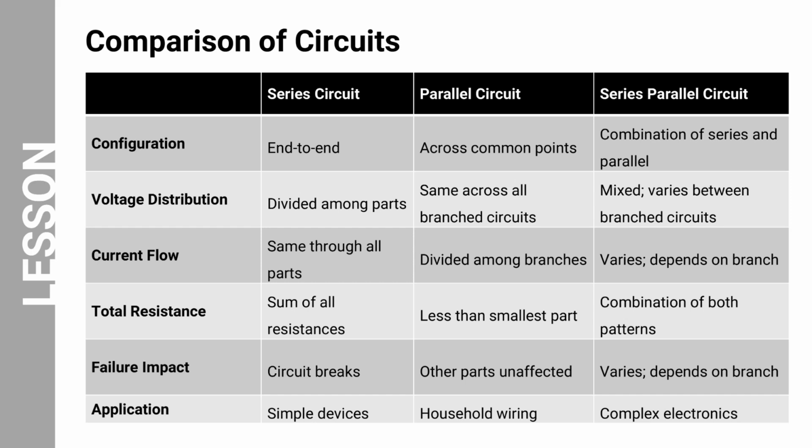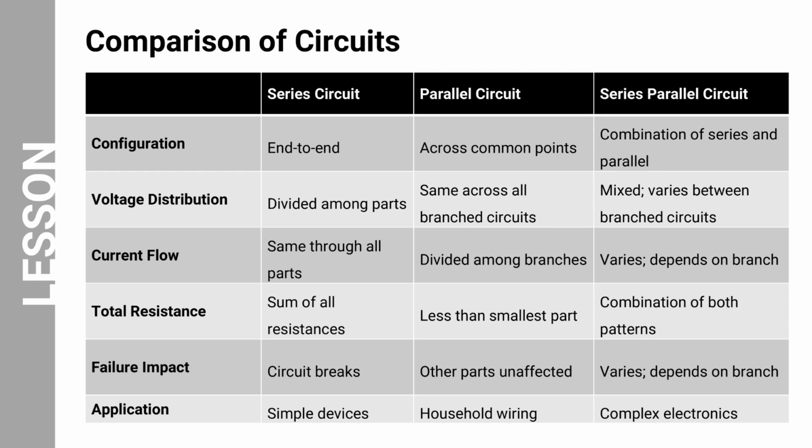This table provides a concise comparison of 3 fundamental circuit configurations. In a series circuit, voltage is divided among the components, while current remains constant throughout, leading to a higher overall resistance. Conversely, in a parallel circuit, voltage is consistent across all components, but current divides among the branches, resulting in a lower total resistance than the smallest individual resistance.